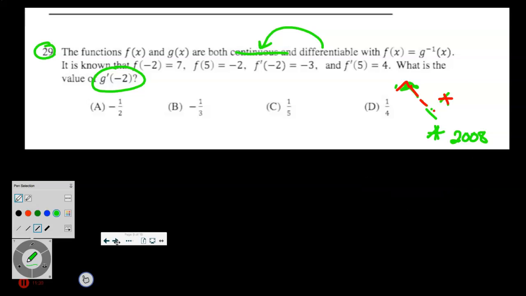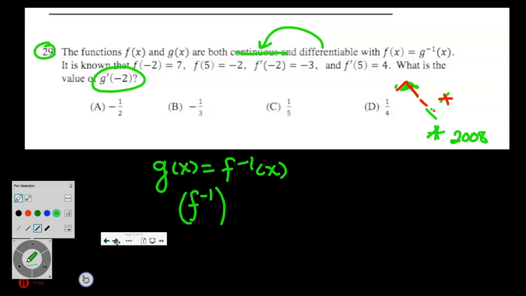So what I know is that my g's derivative, right? And what is g? It's the inverse of f. So basically, I'm looking for the inverse's derivative at -2. So here's what I know. Derivatives are slopes of tangent lines. I'm doing it at the x value of -2. So I know that -2 comma something has to be on f inverse, or equivalently g.